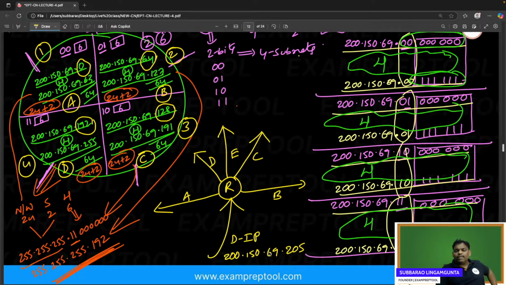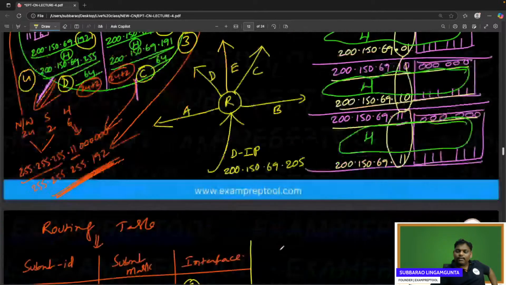Can anyone say? This IP belongs to which interface? Can anyone guess? This IP belongs to which interface? Can anyone guess? D, right? This belongs to D. Let's check. Is it working or not? Exactly. It is a D. Let's check it is working or not.